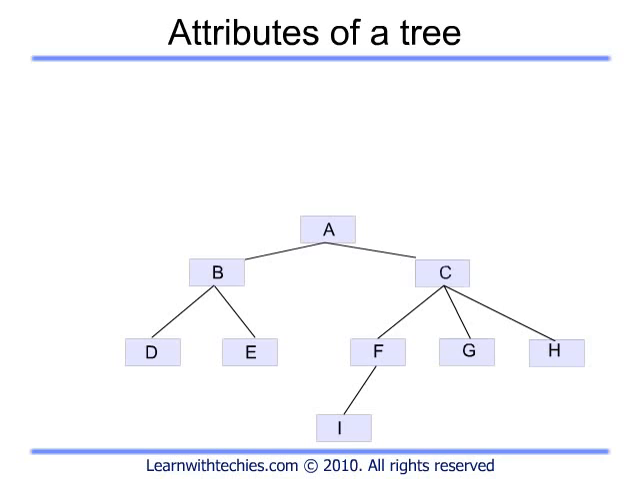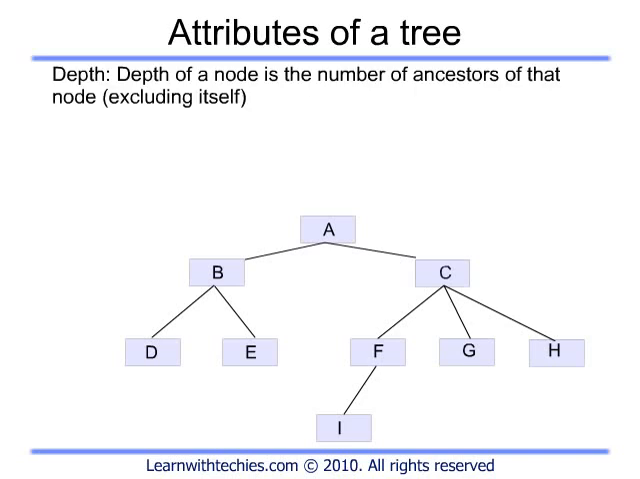There are two important attributes of a tree, depth and height. Depth is calculated for a node, while height for a tree or subtree. Depth of a node is the number of ancestors of that node, excluding itself. So, in this example, depth of D would be 2. Depth of C will be 1. Depth of I will be 3.